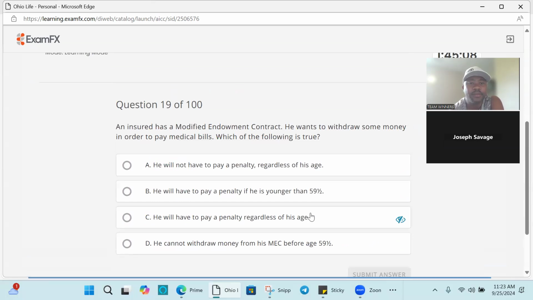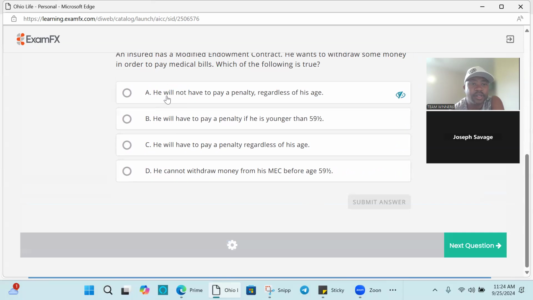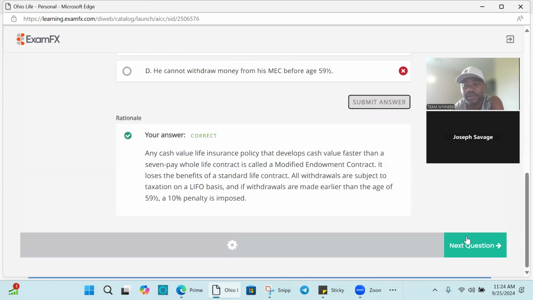Insured has a MEC. He wants to withdraw some money in order to pay medical bills. Which of the following is true? Of course, there's going to be some tax in there. A, he will not have to pay a penalty regardless of his age. B, he will have to pay a penalty if he is younger than 59. C, he will have to pay a penalty regardless of his age. D, he cannot withdraw money from his MEC. Yep, we talked about it.